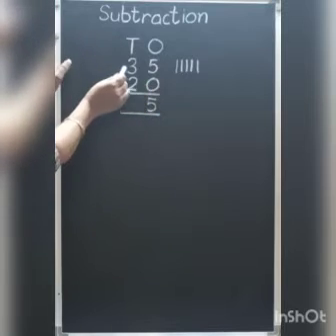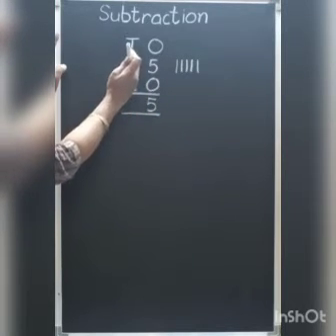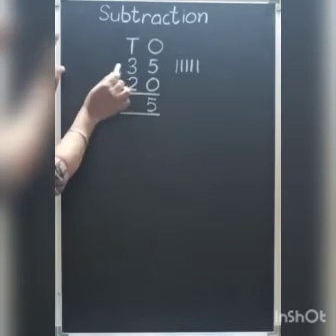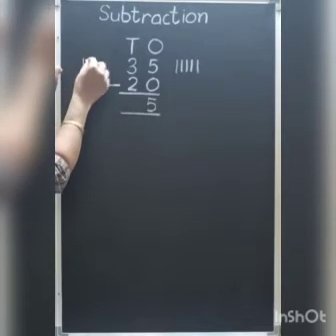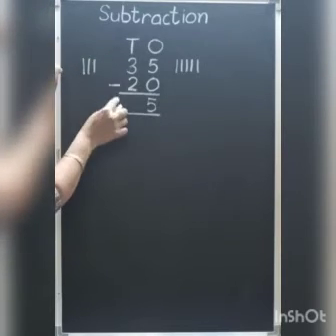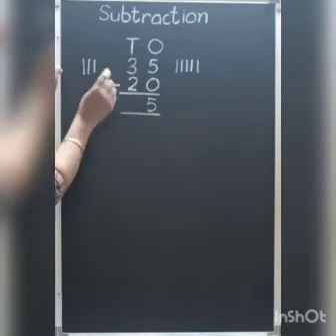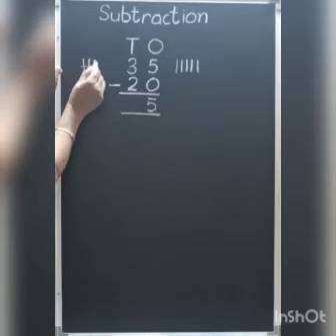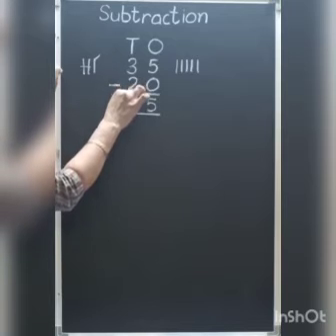What is under tens? 3 minus 2. 3 minus 2. We will solve this portion. Tens portion. 3 minus 2. So we need to put stalks. How many stalks? 3 stalks here. 1, 2, 3. And how many stalks do we need to cut? 2. We will cut 2 stalks. 1, 2. We will cut 2 and how many are left? 1. So we will write 1 under the tens column.